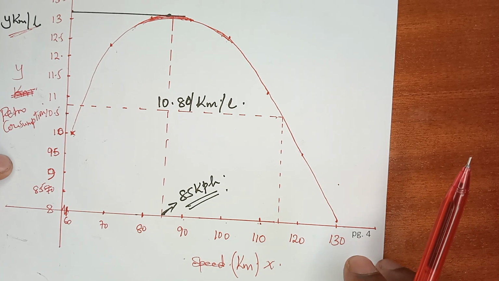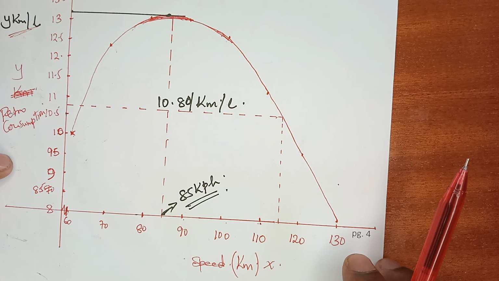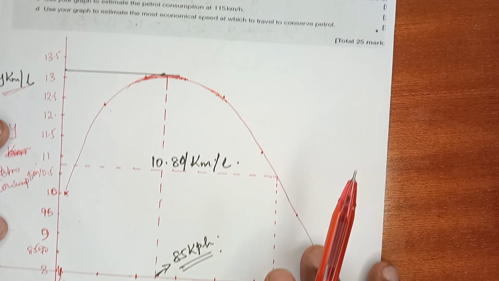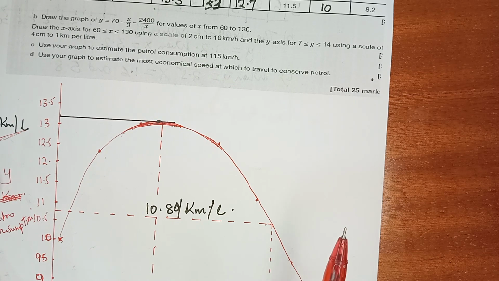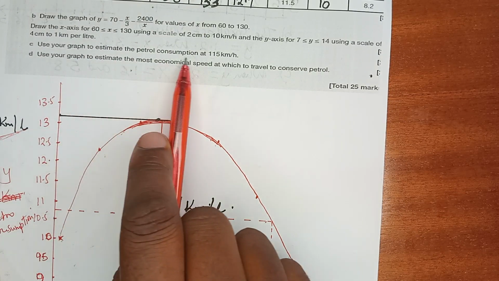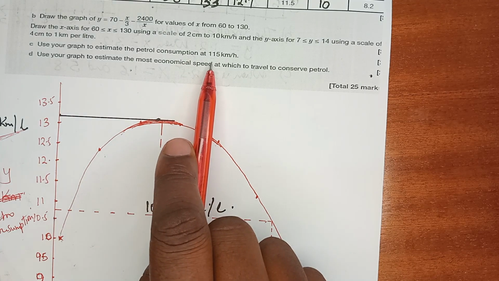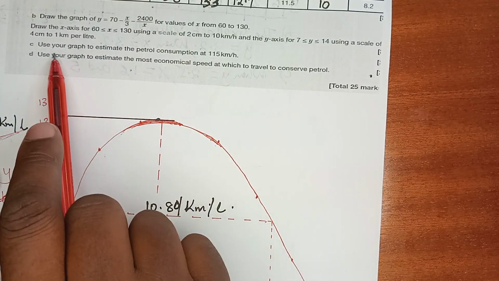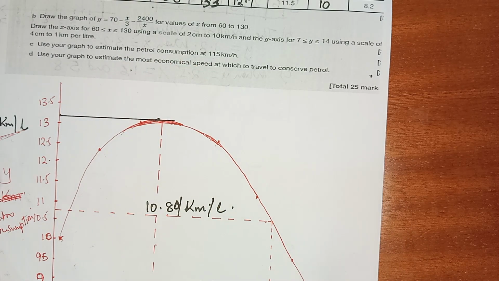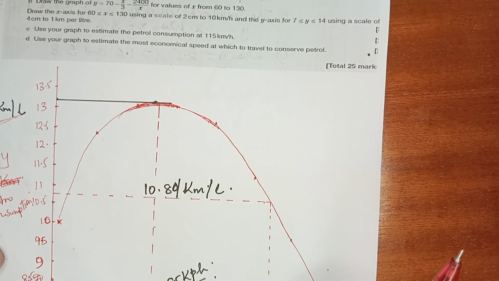Part C, let us now answer part C. To use your graph, part C is having this question. Use your graph to estimate the petrol consumption at 115 kilometers per hour.